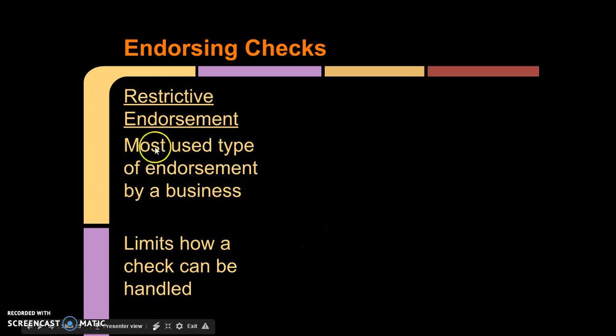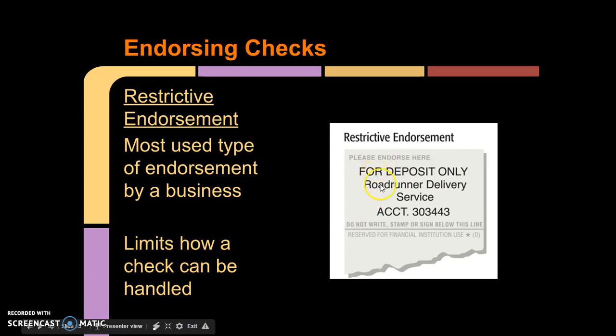A restrictive endorsement, most used, the type of endorsement of a business, it limits how the check can be handled. So for this case, for deposit only, Roadrunner delivery service. This means that this check can only be deposited. It cannot be cashed. So the money is going to get immediately deposited to the person who's being paid. No handling of the cash by any individual.